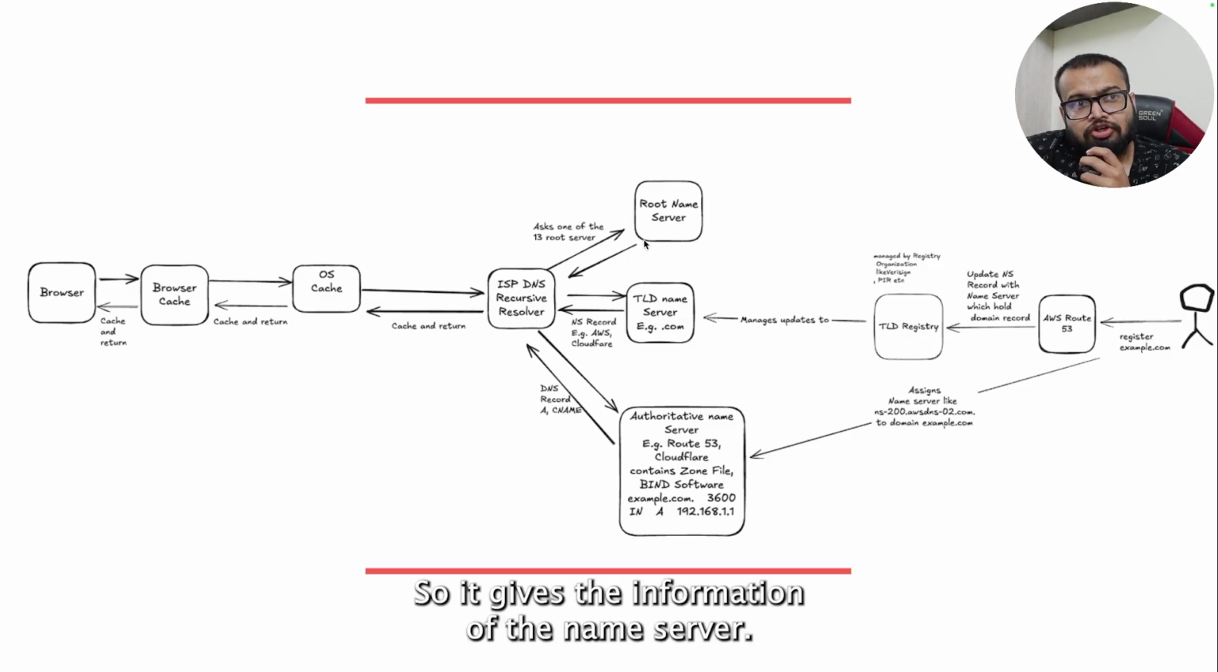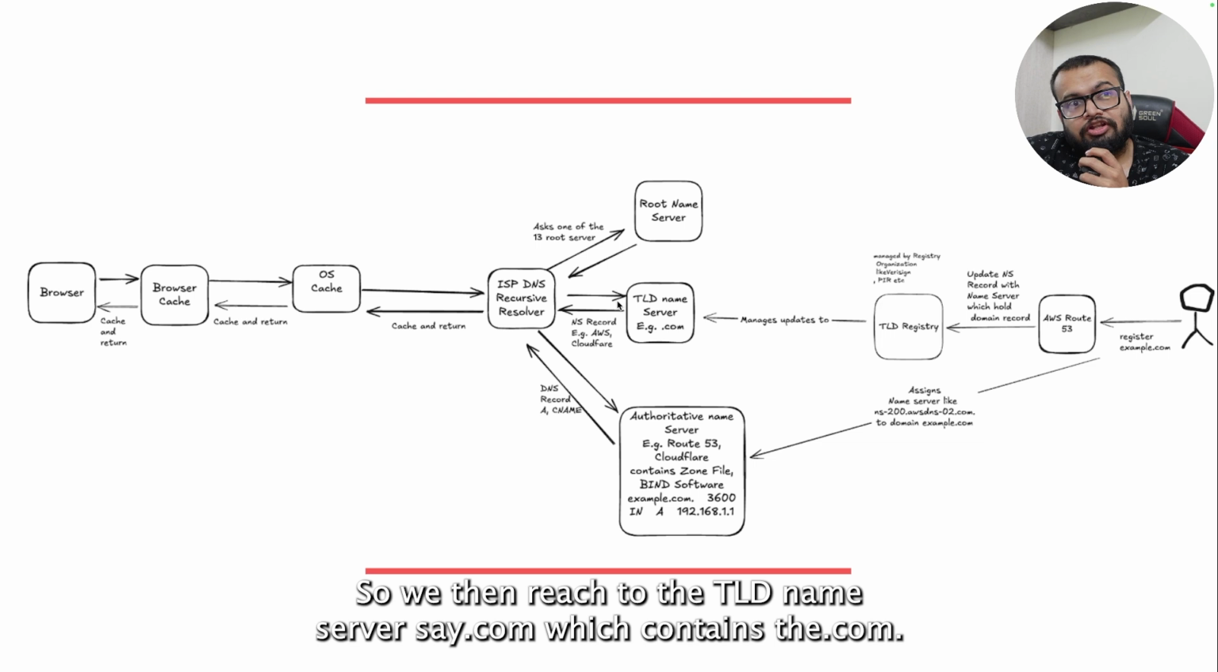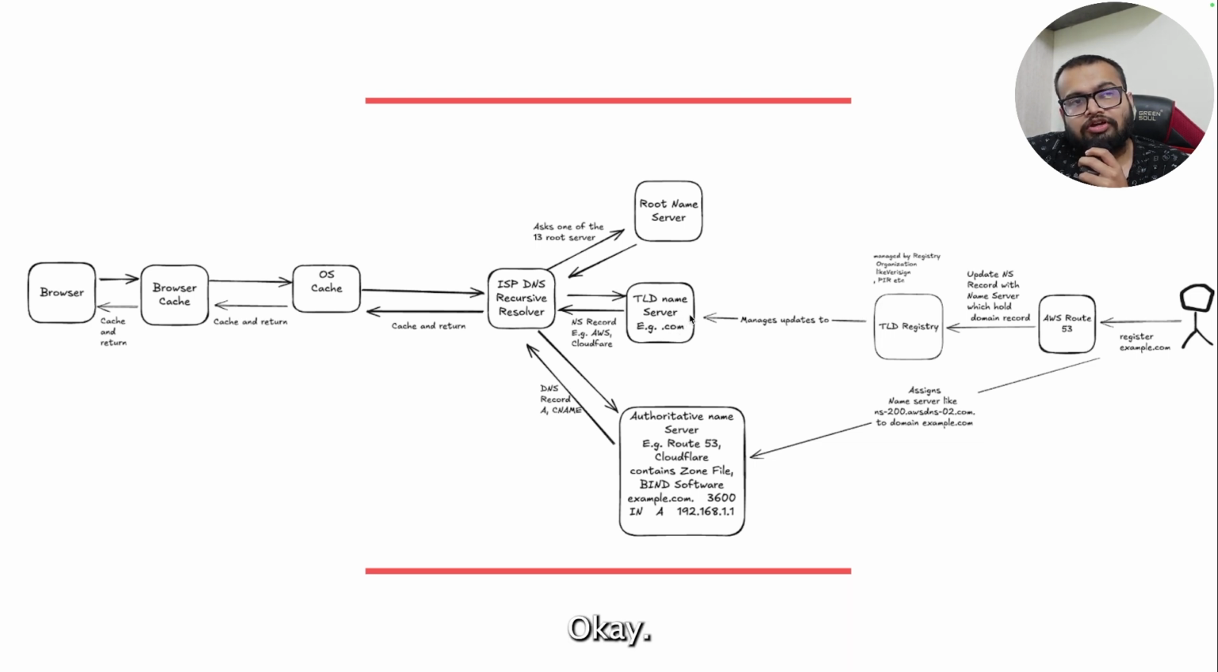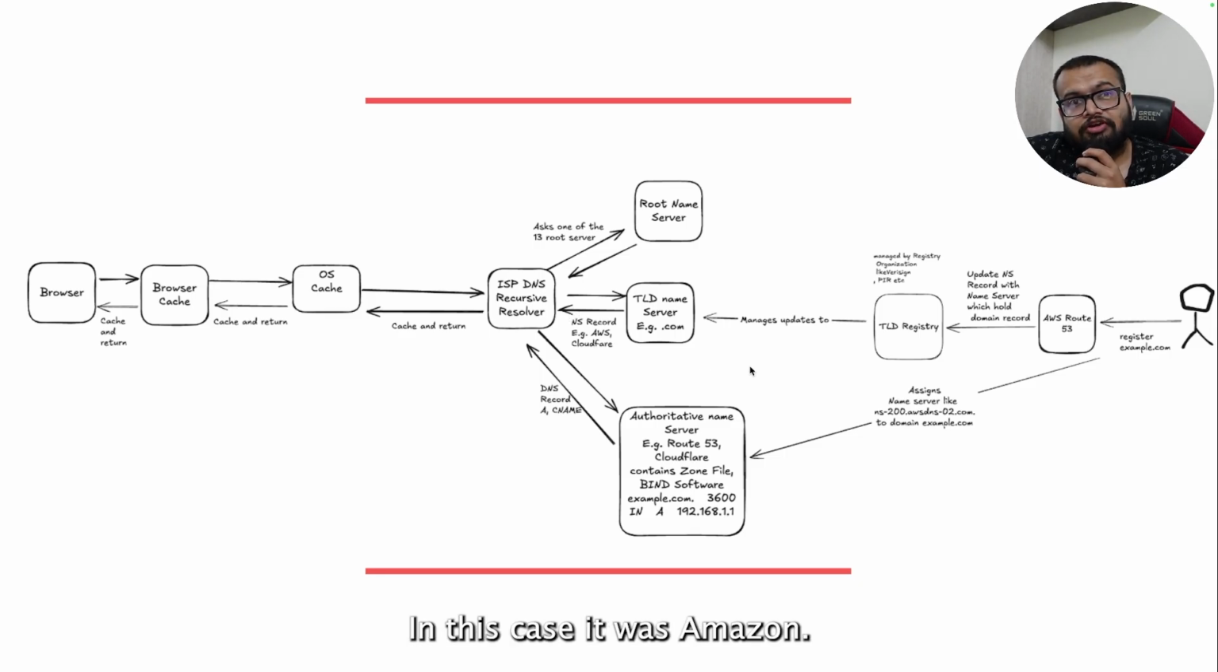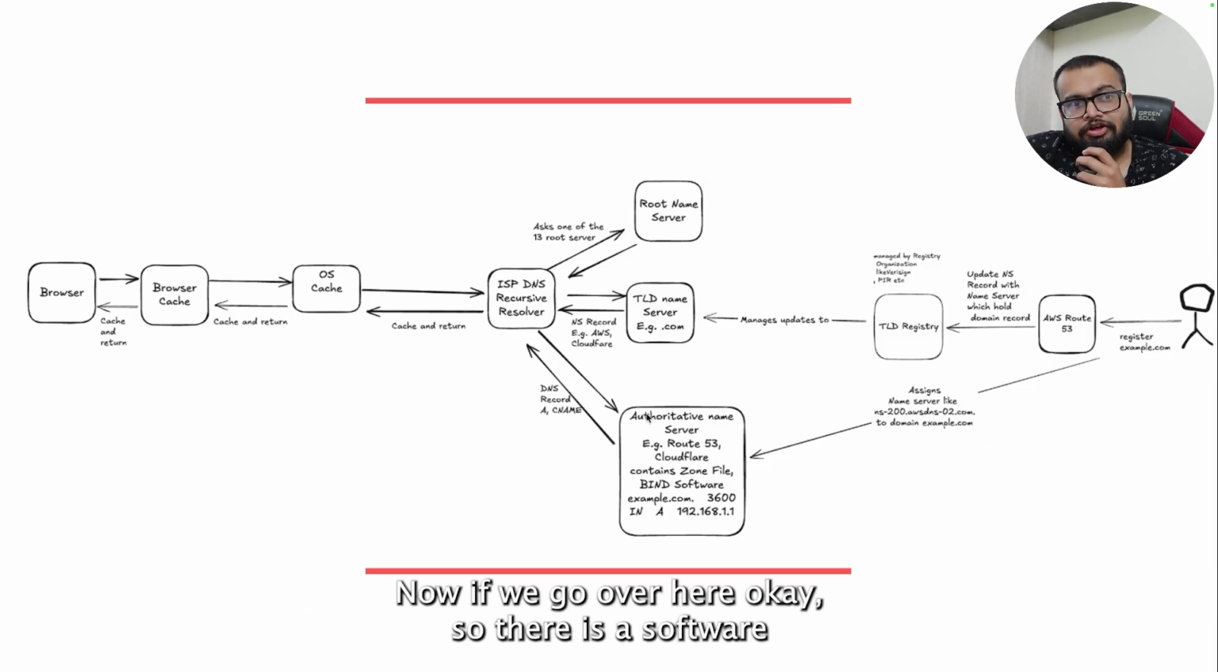Okay, so it gives the information of the TLD name server. So we then reach the TLD name server, say .com, which contains the .com. Then it returns the address of the authoritative name server. In this case, it was Amazon's, like AWS authoritative name server. Now we go over here.